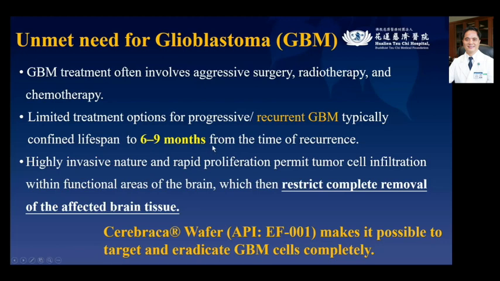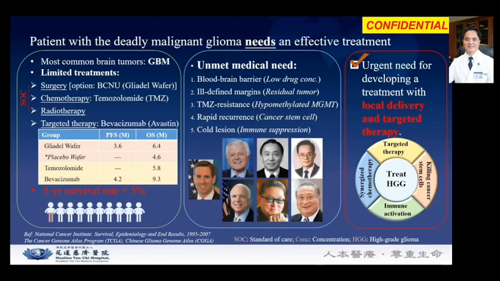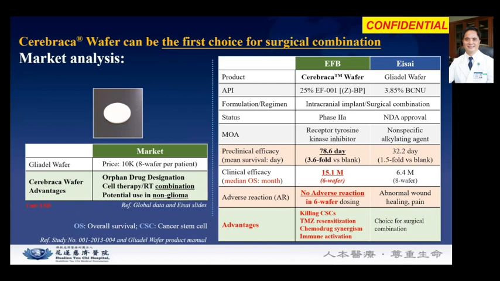So we would like to test this new drug. Everybody knows many famous people died of GBM, including in the USA and Taiwan. So 20 years ago, we started to develop this new drug called the cell breaker wafers. After finishing almost 20 patients in the trial, we think this may be the first choice for surgical combinations currently.